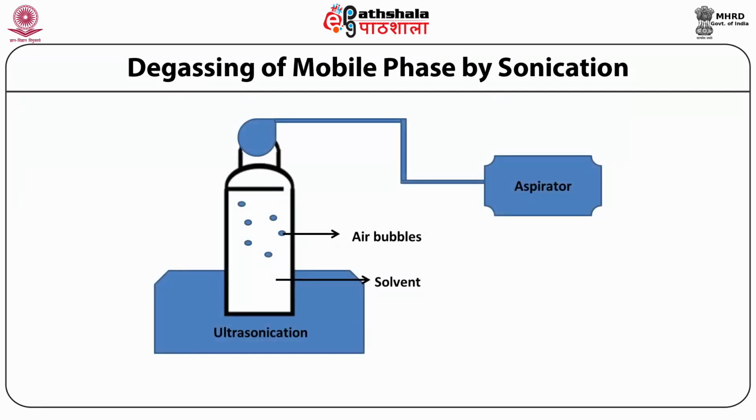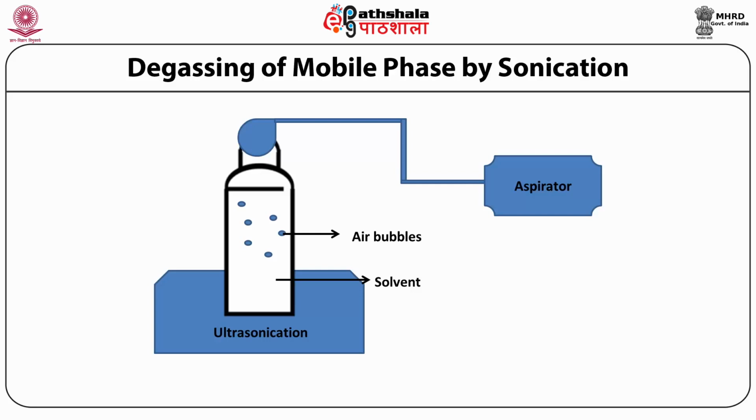The processes adopted for degassing of mobile phase are sonication, vacuum filtration, helium sparging, as well as the membrane used for mobile phase degassing. When pure solvents are mixed to make up the mobile phase, excess dissolved gas escapes as bubbles because air is less soluble in solvent mixtures than in pure solvents.